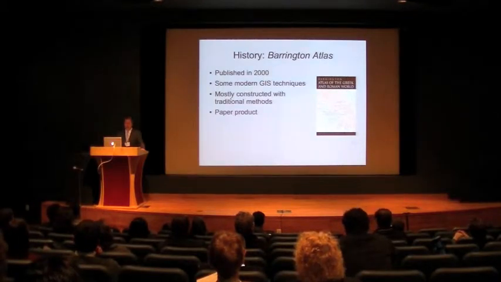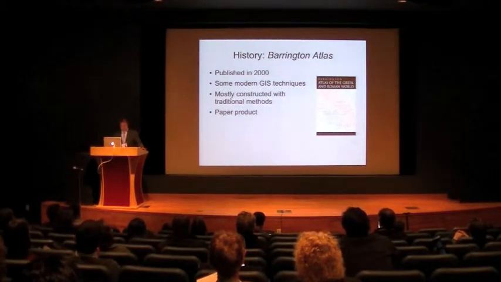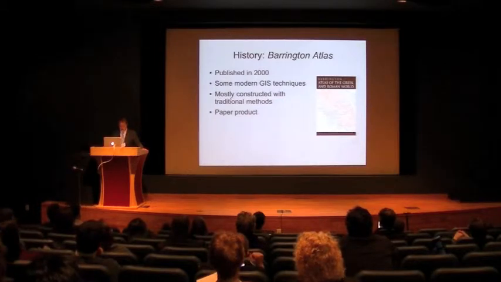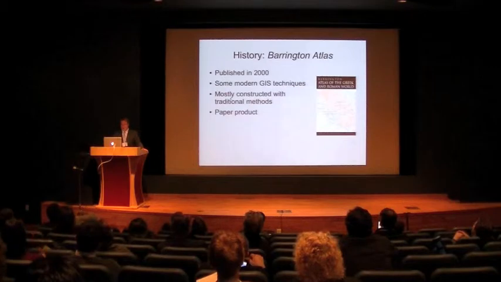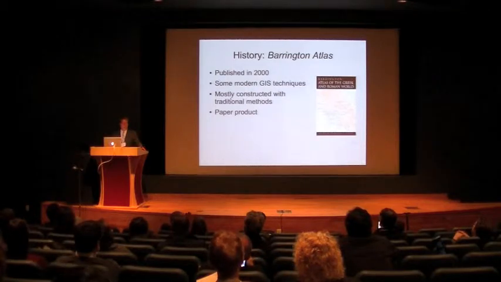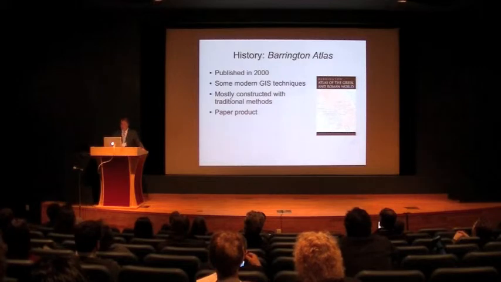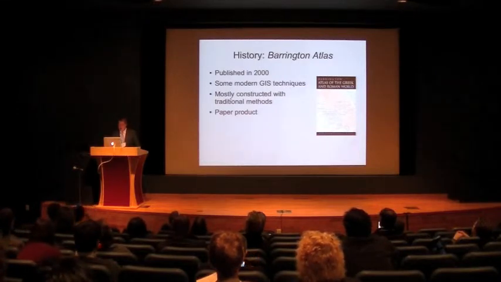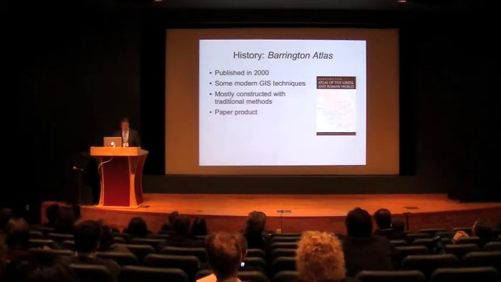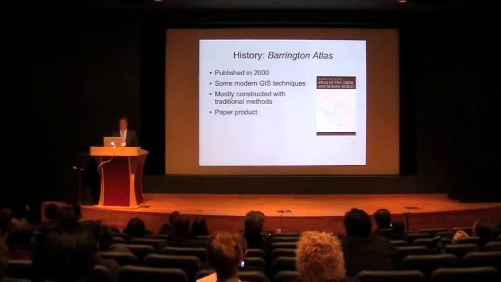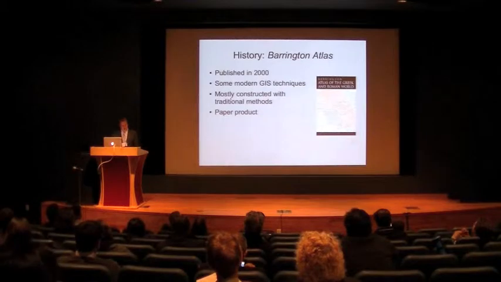We've already mentioned the Barrington Atlas, which was published in 2000. This was really on the threshold of map making. They used some modern GIS techniques, but it was mostly done with traditional methods. We in fact still have the light tables up in the mapping center. We use them to store backpacks and put books on them, but they're still there. It's fundamentally a paper product, a bound physical atlas, and its limitations are increasingly apparent in the digital age.